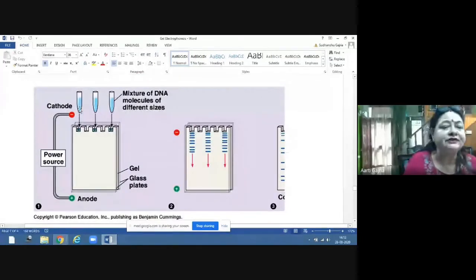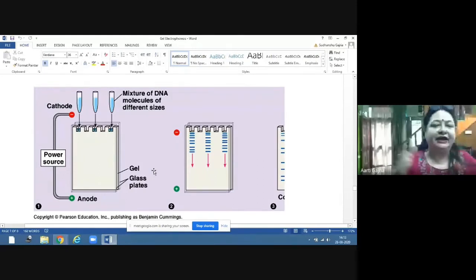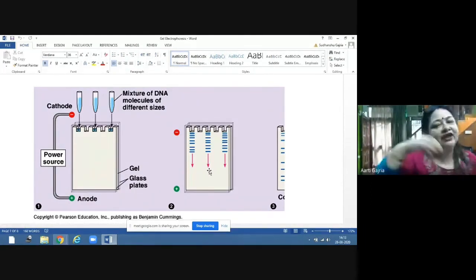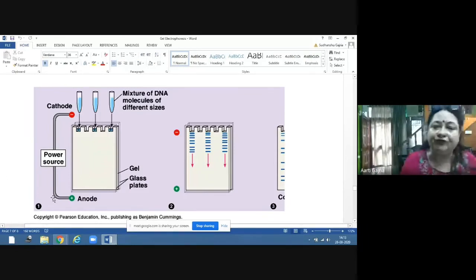Now see this. This is a mixture of DNA molecules of different sizes. This is loading, this is the power source, cathode and anode, and this is the gel. Slowly they will move and get separated as per their sizes. Once they have separated, we can remove them, and that is called elution. We can cut the agarose gel, take out the fragment, purify it, and then use it for the construction of recombinant DNA.